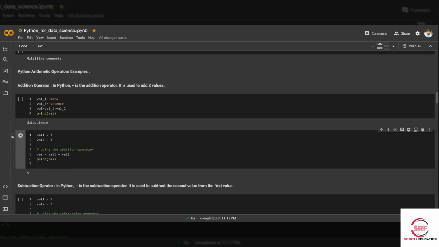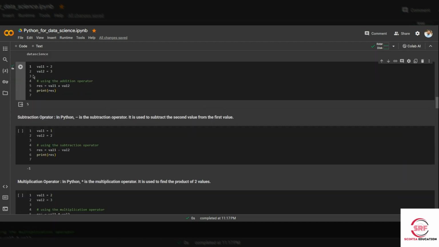discussing the addition operator. The plus sign is the addition operator, and it is used to add two values. So here we take value 1 and value 2, and then we use the addition operator, and if we print it, it gives us the addition value 5.